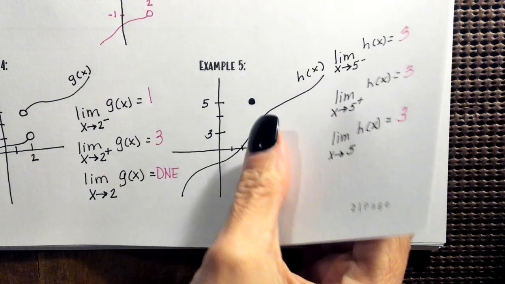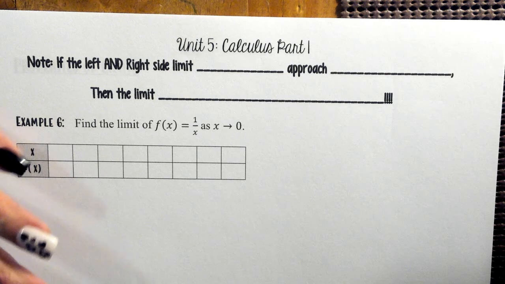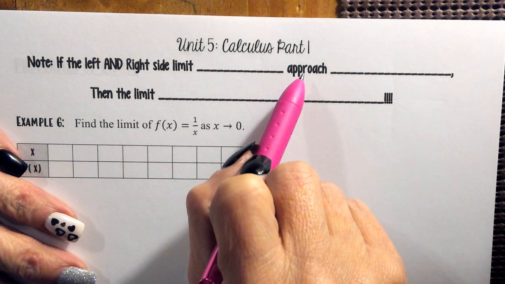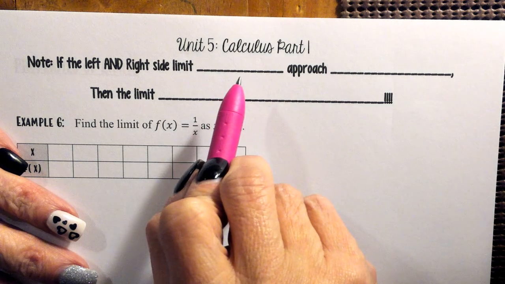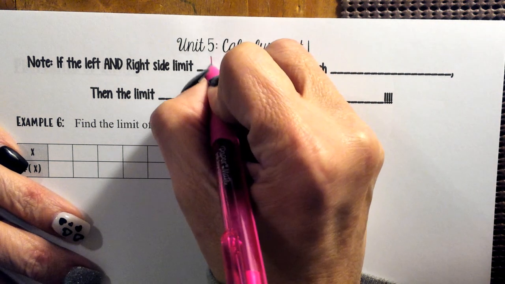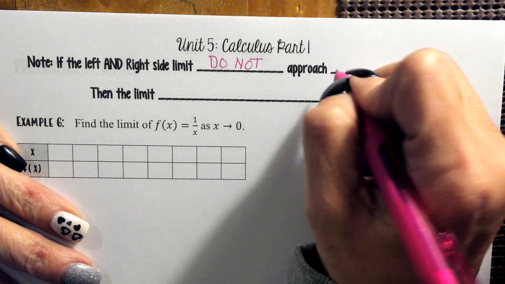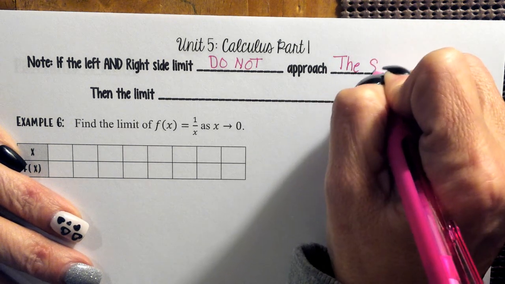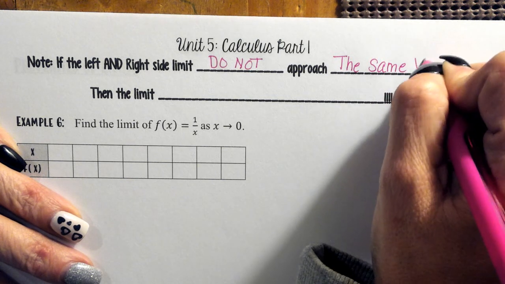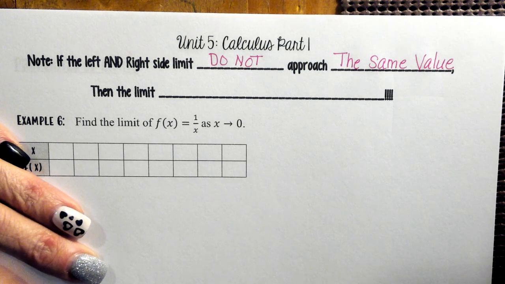I'm going to give you a fun little saying right here. There it is. Okay. This is the big phrase. So if the left and right side limit blank approach blank, then the limit blank. If the left and right side limit do not approach the same value, the same number, whatever you want to put, then we know the limit does not exist.